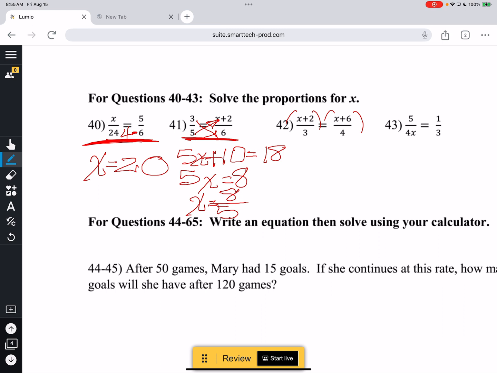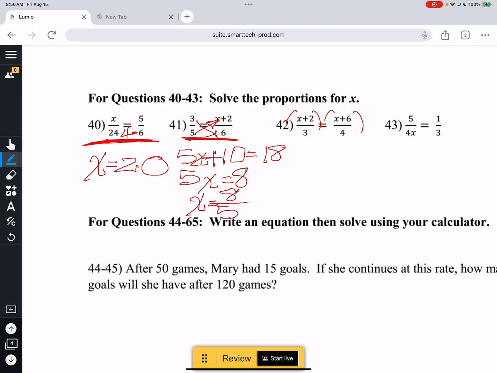Lila, what'd you get? 10. X equals 10. Are we good with that one? So you would have 4x plus 8 equals 3x plus 18. And then x equals 10. All right, go ahead and work the next one as well. This one will not be as pretty.